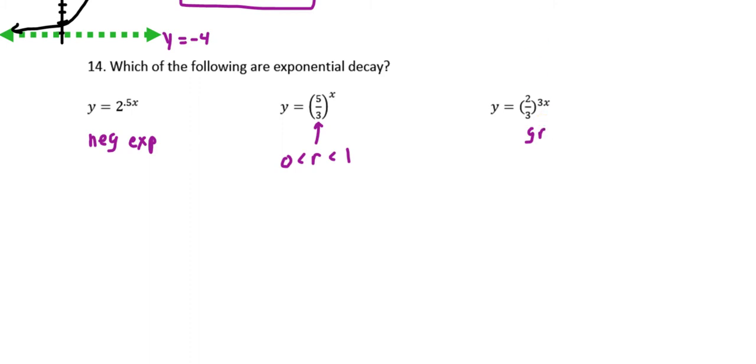Oh no, that's going to be a decay. Sorry, my bad. Let me put a different color here, red. So this is 2/3, which is less than 1, so that's going to be decay. The 3x doesn't matter. 3x and x would be the same for positive numbers.